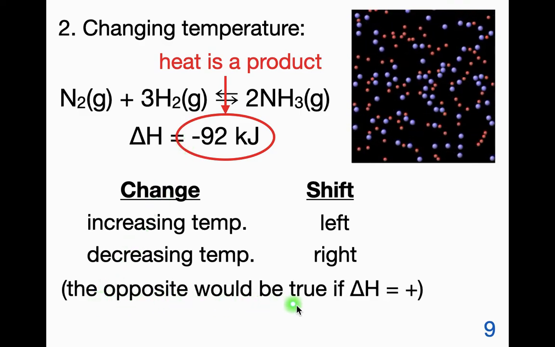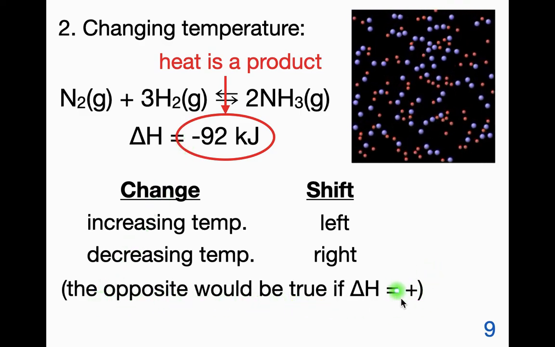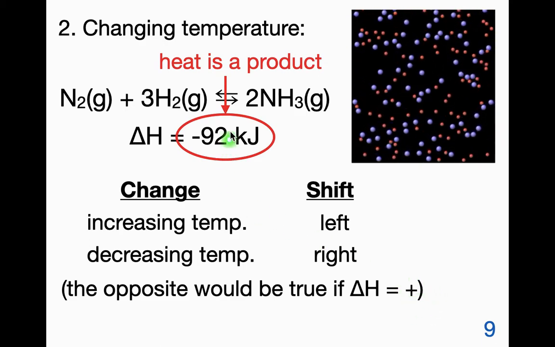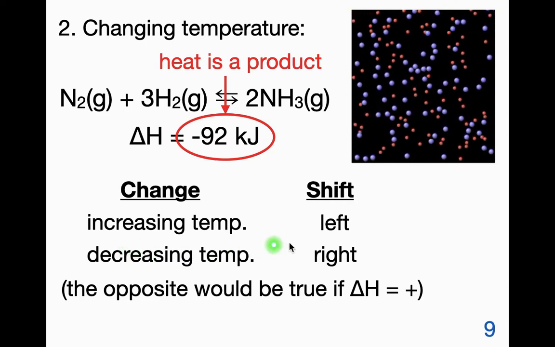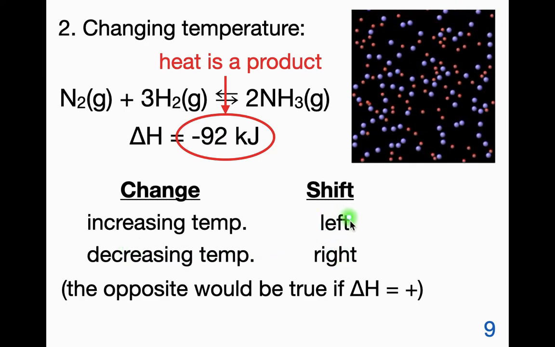Now again, this was for an exothermic reaction. The opposite would be true if it was an endothermic reaction. If it was an endothermic reaction, then heat would be on the reactant side, and these temperature changes would cause the opposite shift.